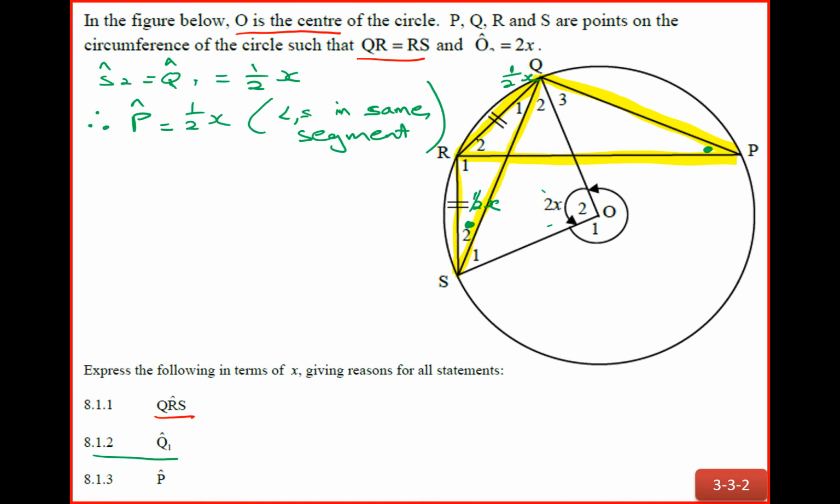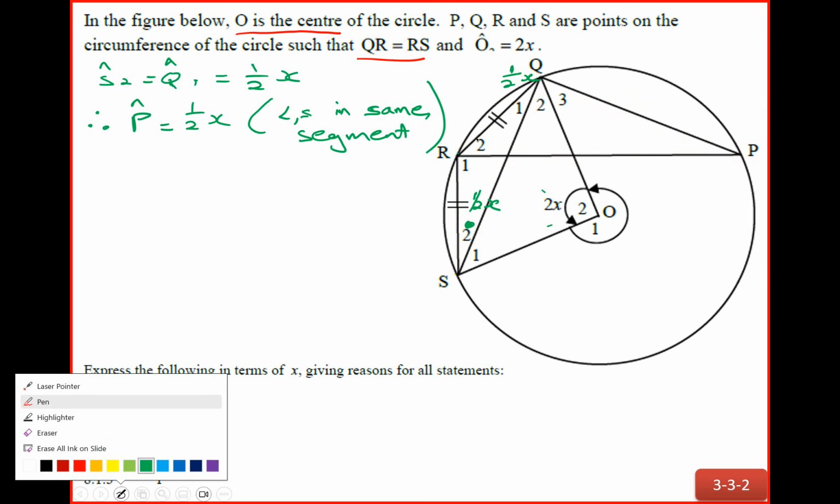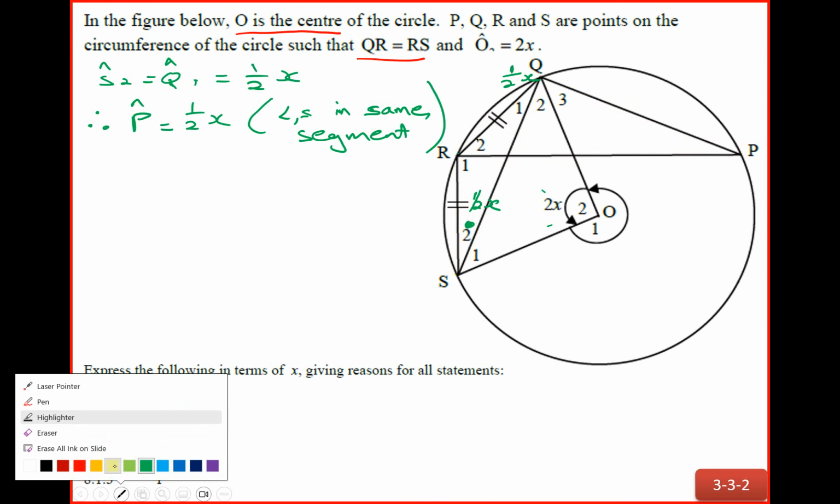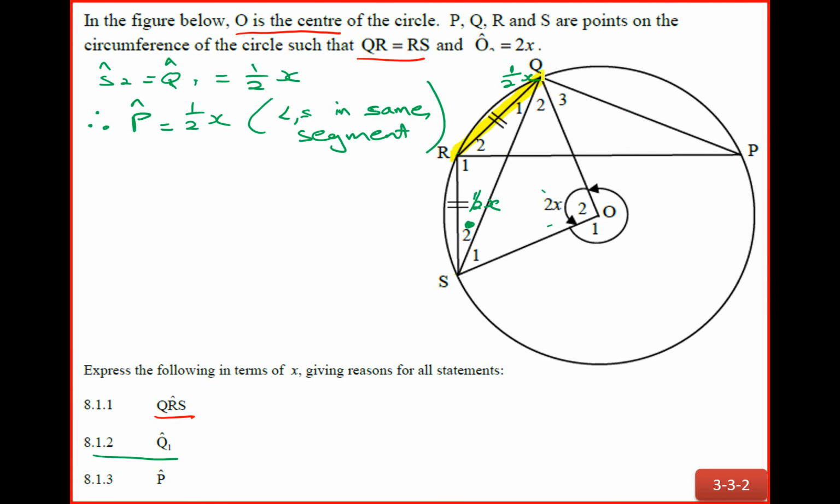We could have also used, and I'm going to show you the other way, the fact that equal chords, I'm going to highlight that for you just to show you, that equal chords subtend equal angles. So we have two chords that are equal, and then they would subtend equal angles. So that can also be used. That angle P is equal to half x, and the reason is they would be subtended by equal chords.